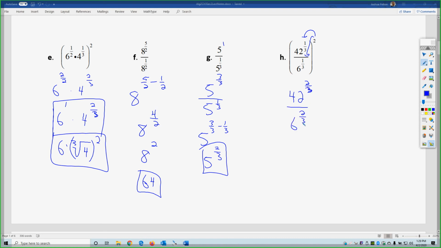Okay, so these do not have the same base. The quotient rule does not apply, same as the product rule. You need equivalent bases. However, if you think about this, this is 42 over 6, all to the 2/3, if you undistribute it.